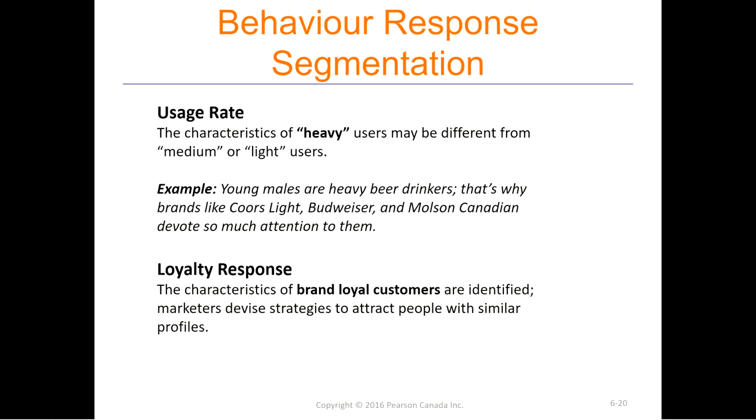And in behavior response, you have usage rate. The characteristics of heavy users may be different from medium or light users, right? So for frequency here, marketers will conduct research to distinguish the characteristics of a heavy user from those of a medium or light user. You also have loyalty response. This is the degree of brand loyalty a consumer or customer has, which also influences segmentation. As with usage rate segmentation, the marketing organization conducts research to determine the characteristics of brand loyalty, and strategies would then be developed for this.